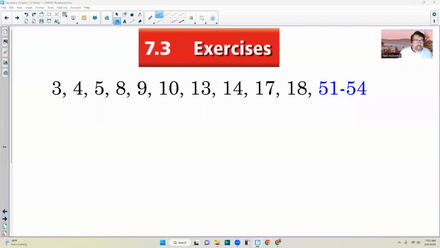Okay, so that brings us to the end of chapter 7.3. These are the exercise problems I asked you to do. I also threw in a few review questions because this is a short assignment.